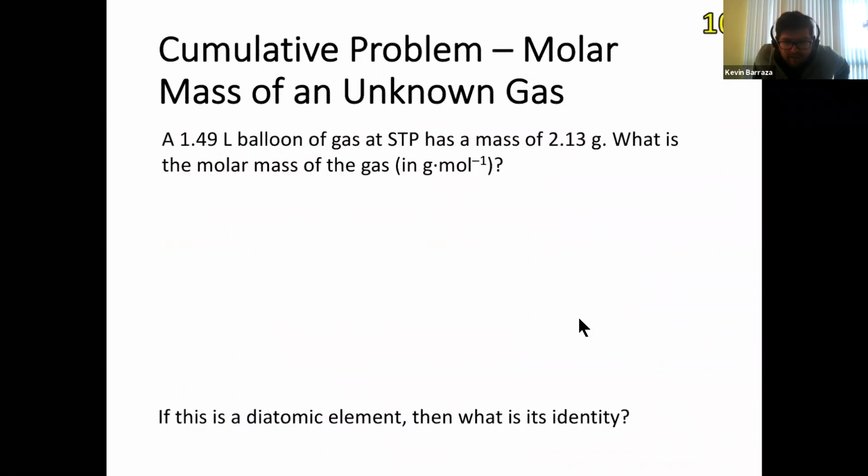But there's one other way we can ask what is the molar mass of a substance, and this one utilizes the gas law. So this is kind of a cumulative problem because it invokes our previous chapter, which is nice because it's always good to review in that way. So a 1.49 liter balloon of gas at STP, remember what that means, has a mass of 2.13 grams. What is the molar mass of the gas in grams per mole?